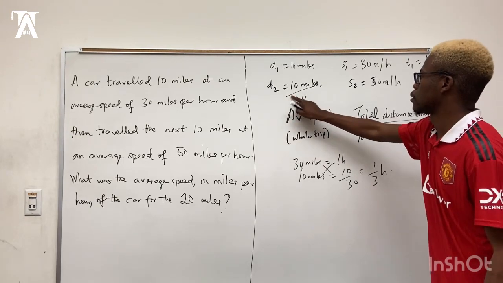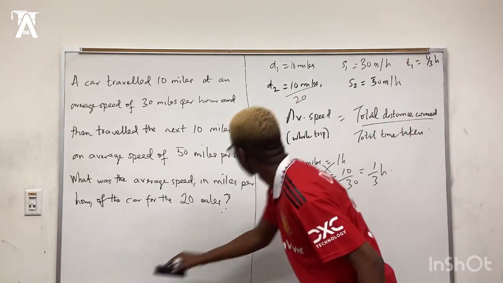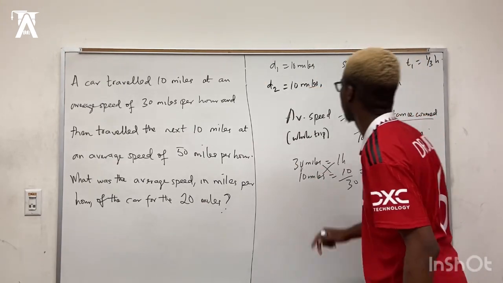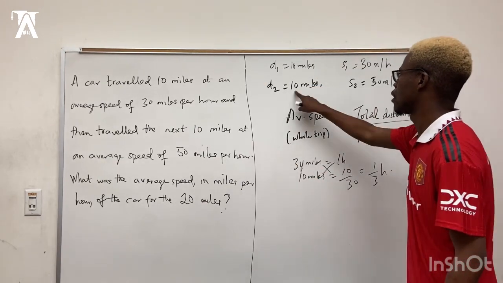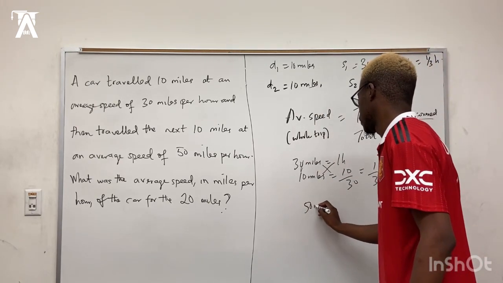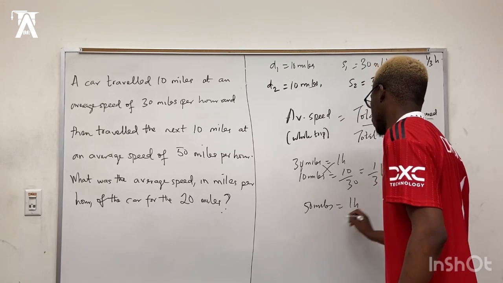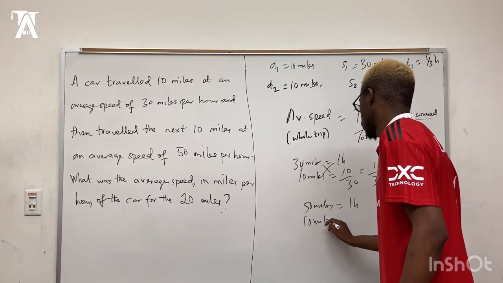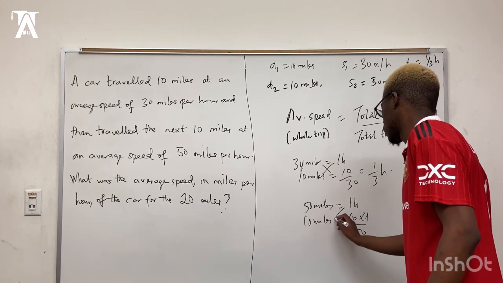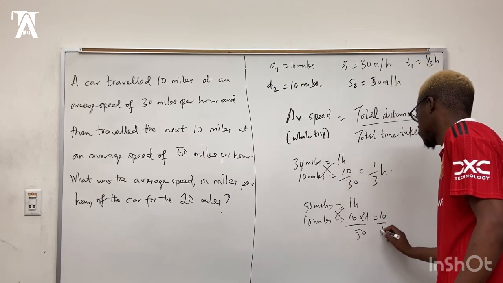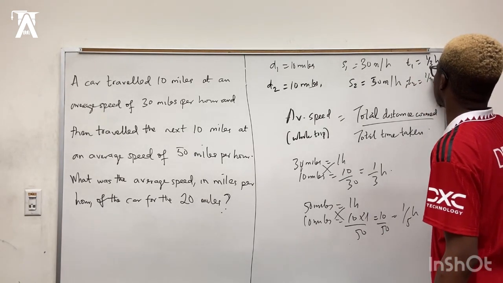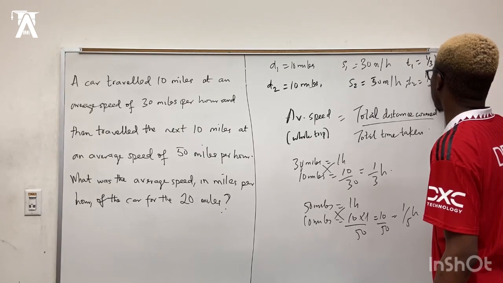So then, this is the total distance here, so I don't want that to confuse you. All right, for the second part of the trip, travel 10 miles at 50 miles per hour. So at 50 miles per hour, 10 miles will be what? 10 times 1 divided by 50, cross multiply. So this is 10 over 50, this is 1 over 5 hours. So time 2 here is 1 over 5 hour.